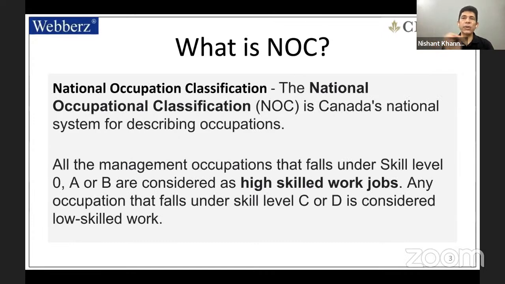Now, what is the word NOC? You might be hearing this word NOC again and again, but what does it actually mean? It means National Occupation Classification. This is Canada's national system for describing occupations. What they have done is divide the occupations into multiple tiers: O, A, B, C, D. All the management occupations that fall under the category of O, A, B are considered highly skilled jobs. Any occupation that falls at level C or D is considered a low skill job. That's the basic idea behind NOC.